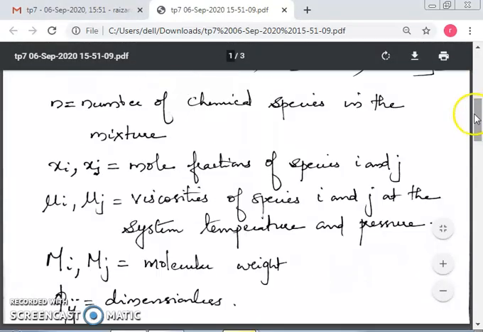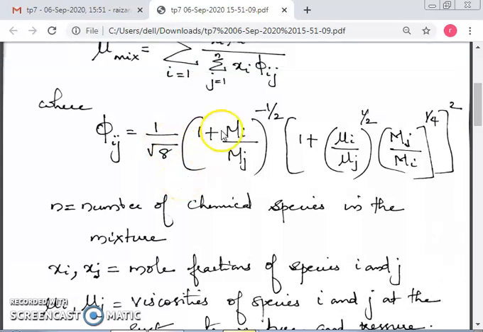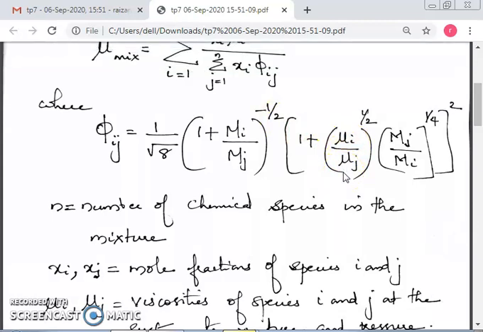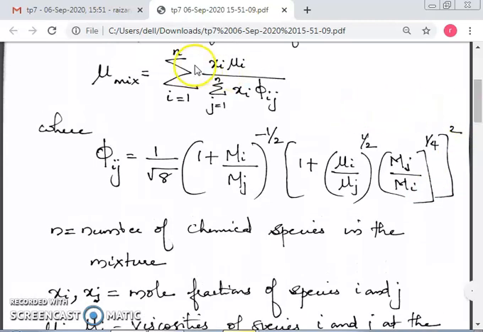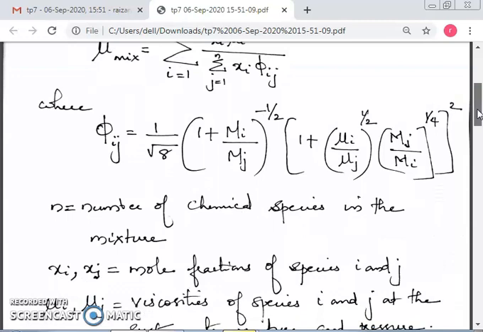And the equation for this phi ij is 1 by root 8 into (1 plus Mi by Mj) the whole raised to minus 1 by 2 into (1 plus (mu i by mu j) the whole raised to 1 by 2 into (Mj by Mi) the whole raised to 1 by 4) the whole square. So this is the equation for getting the value of phi ij, and after getting this value you have to substitute in this equation for getting the viscosity of gas mixtures. Now we can see what is meant by each term in this equation.